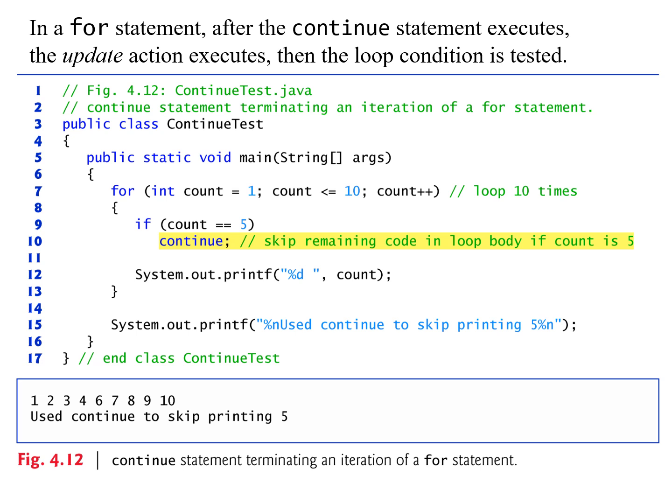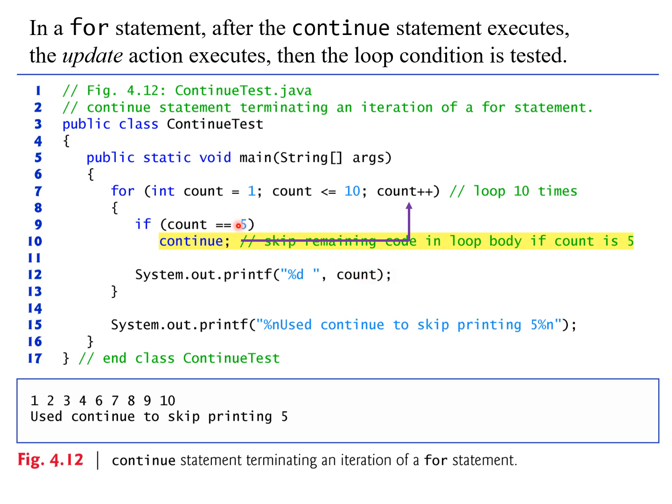In a for statement, after the continue statement executes, the update action executes, then the program evaluates the loop continuation condition. For example, consider this for loop, which is the same as the for loop in the example with the break statement. But here the break statement is replaced with the continue statement. This for loop uses variable count as the control variable, and it iterates with count from 1 to 10 and displays the value of count in each iteration.